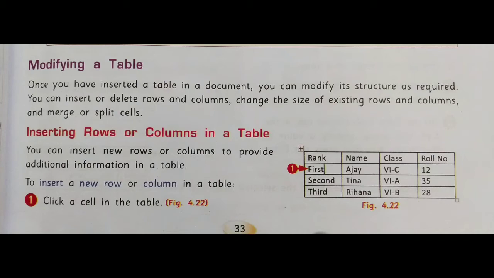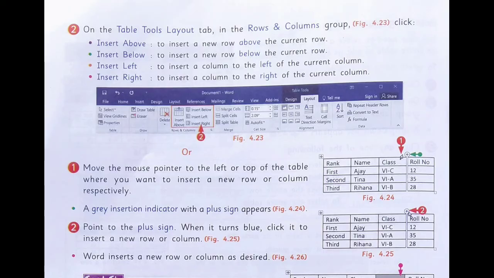To insert a new row or column in a table, click a cell in the table. On the Table Tools Layout tab, in the Rows and Columns group, click Insert Above to insert a new row above the current row. Insert Below to insert a new row below the current row. Insert Left to insert a column to the left of the current column. Insert Right to insert a column to the right of the current column.